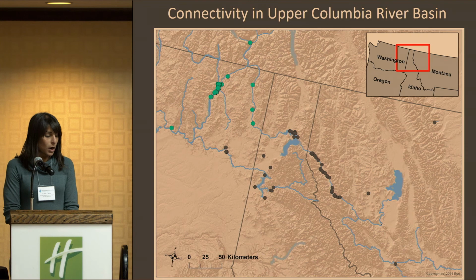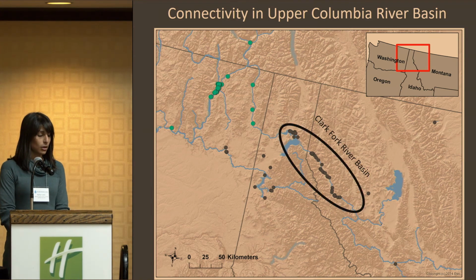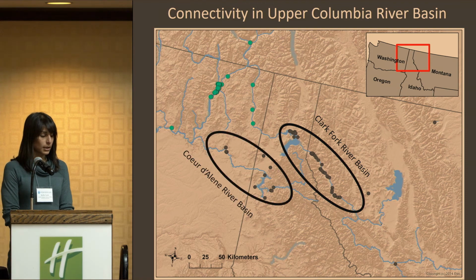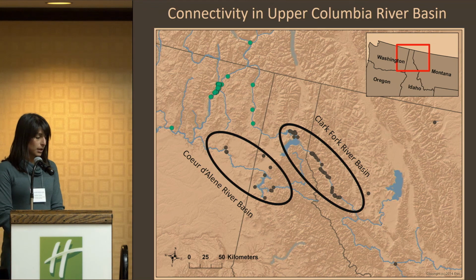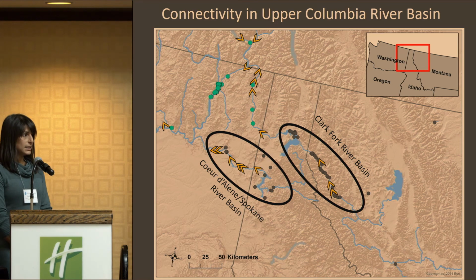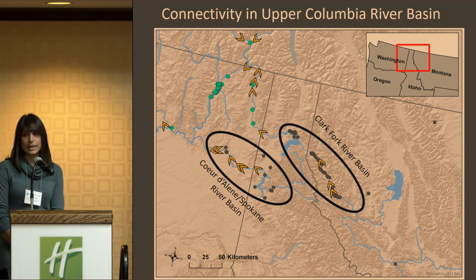And just broadly across this landscape, what I want to highlight is this is a relatively connected landscape with some fragmentation. We have two major river basins that we're considering, the Clark Fork River Basin and the Coeur d'Alene River Basin. And this whole river basin is kind of stippled with a lot of dams. So the dams are represented here in yellow arrows.